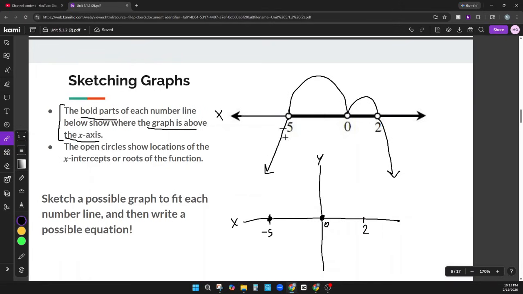So I know that to the left of -5, I'm going to start below my x-axis. So I'm going to go ahead and make my line. We'll make it red just to make it easier to see. To the left of -5, I'm going to start below my x-axis. So I'm going up, going up, going up until I hit my -5. And from there, the information tells me that this bolded area tells me where my graph is above my x-axis. So I'm going to go ahead and continue that.